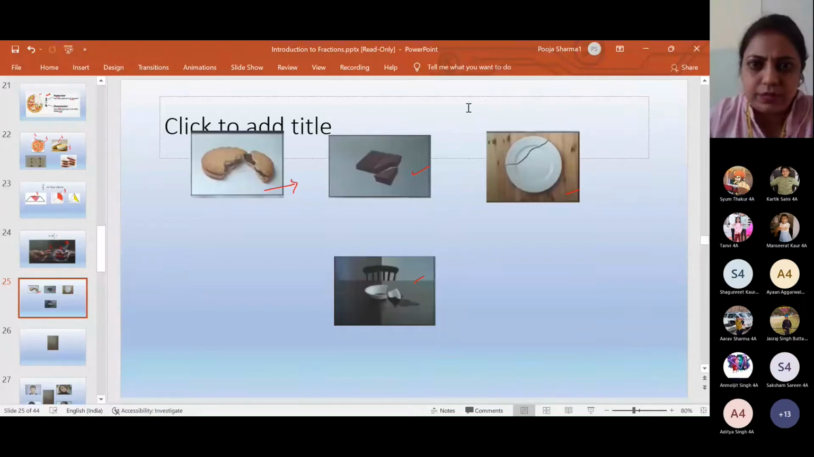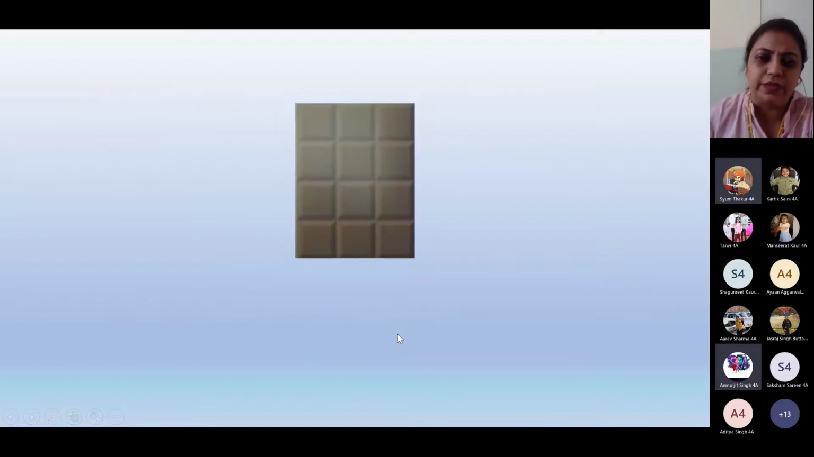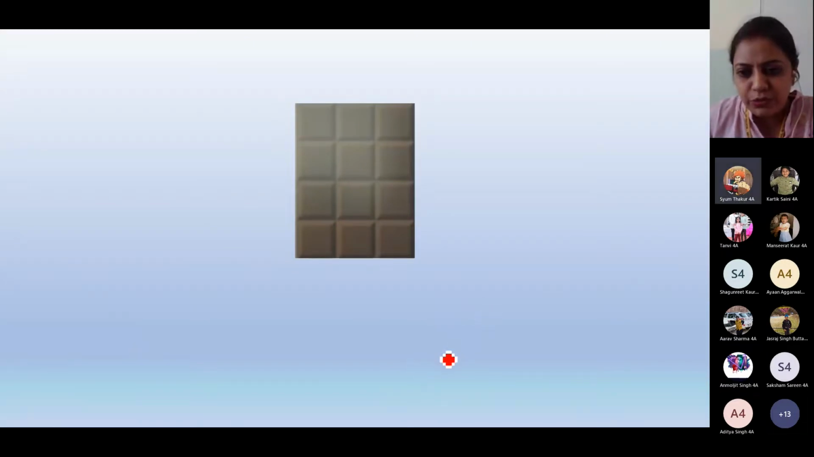I'm sharing my worksheet. Ma'am, the screen is black. I hope it is visible. It is visible. Now children, I want all of you to be on mute. No one will unmute and interrupt.